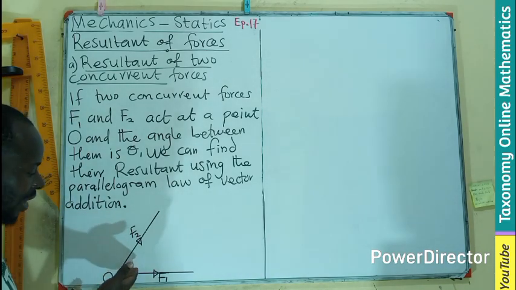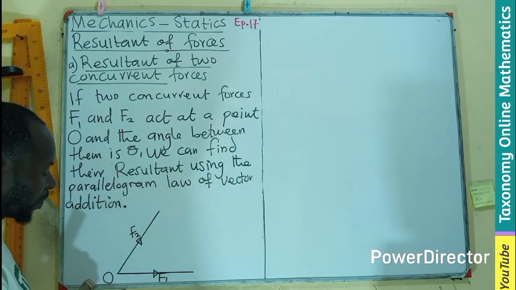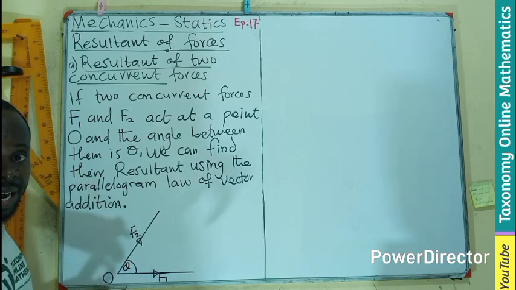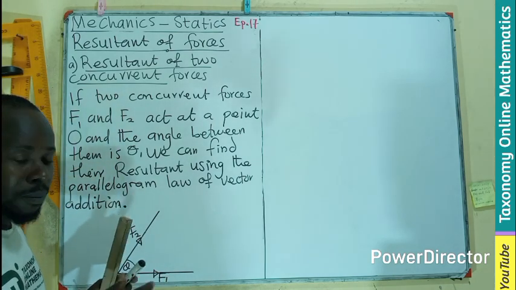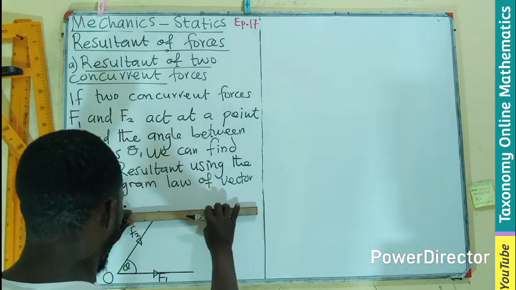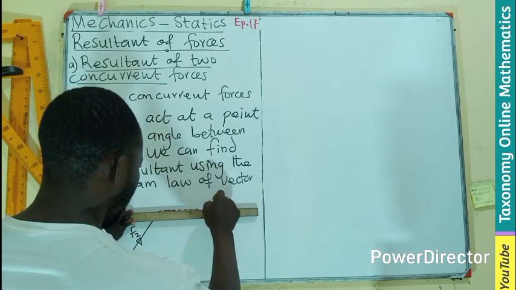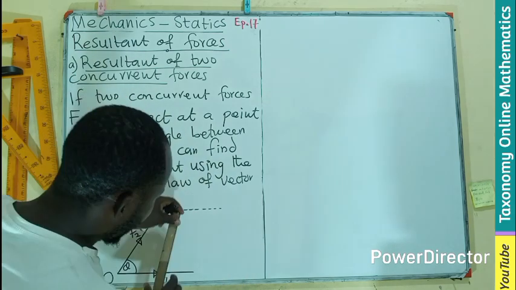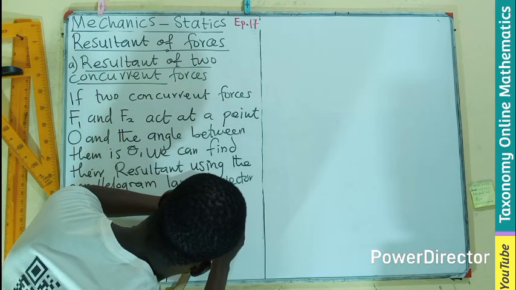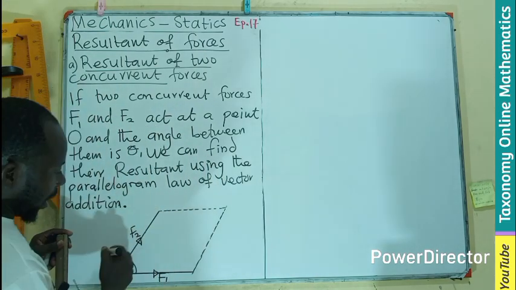To find their resultant vector force, we need to find the resultant from this direction. But remember, we are told the angle between them is what? Theta. The angle that the two lines form is theta. Now, if we want to apply the parallelogram law, we can extend this line, which will be parallel to the one we have as force 1, and extend this as well, which is also parallel to the force 2.